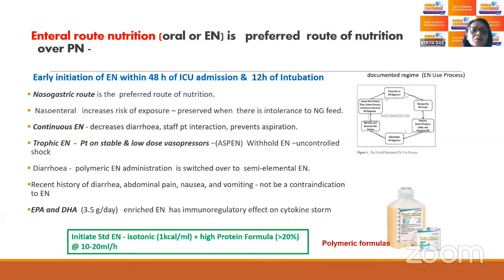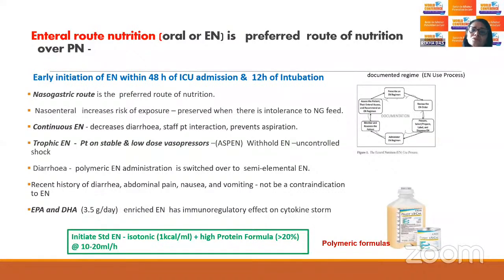Continuous enteral nutrition is always preferred. It decreases diarrhea and staff-patient interaction, and prevents aspiration. Patients who are on a stable and low dose of vasopressor, you can still give them by the nasogastric route, but you must start with a trophic dose. But if there is uncontrolled shock, you may withhold enteral nutrition temporarily, and then try to resume it later.